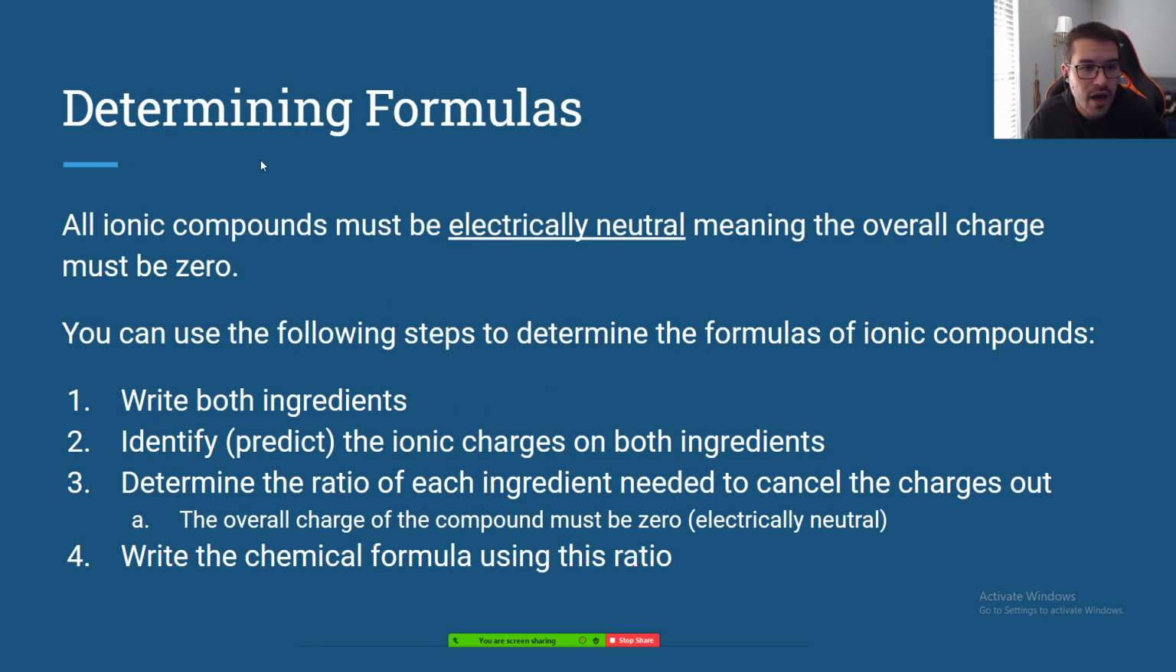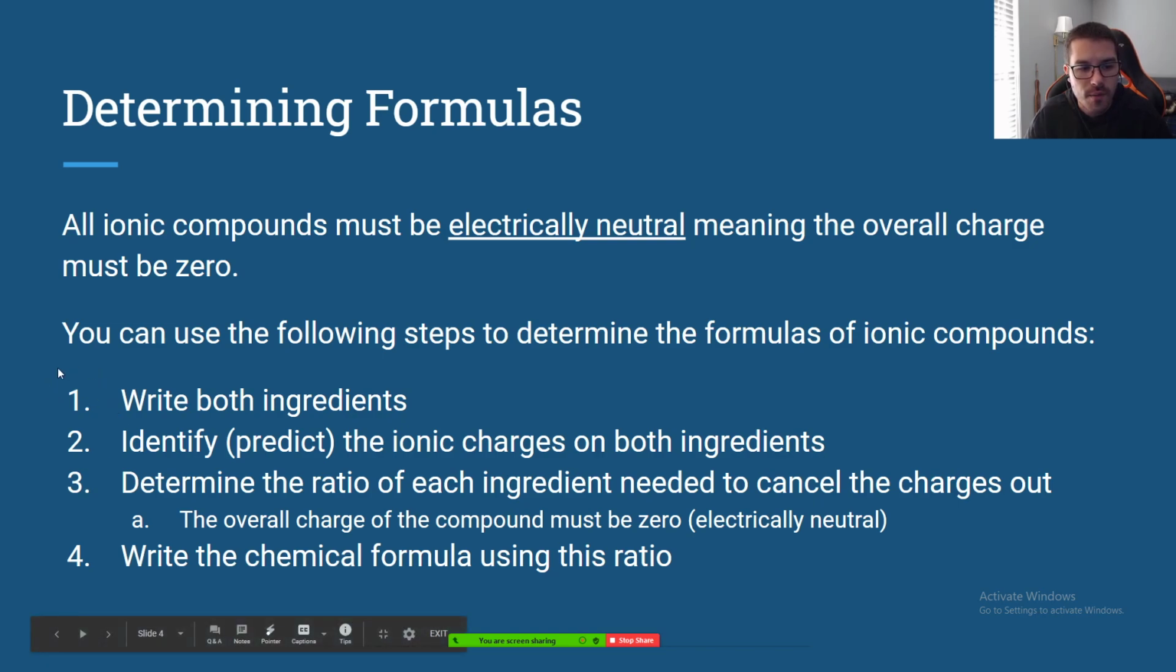How do you do this? How do you determine formulas? Well, the one big thing that you must know is that all ionic compounds have to be electrically neutral, meaning that the overall charge of that compound must be zero. I've written out 4 steps that you can follow each and every time. If you follow these 4 steps, you can always determine the formula for a compound. It is a little bit complicated, but if you can learn the steps and practice the steps, I'm confident that you can be successful with this.